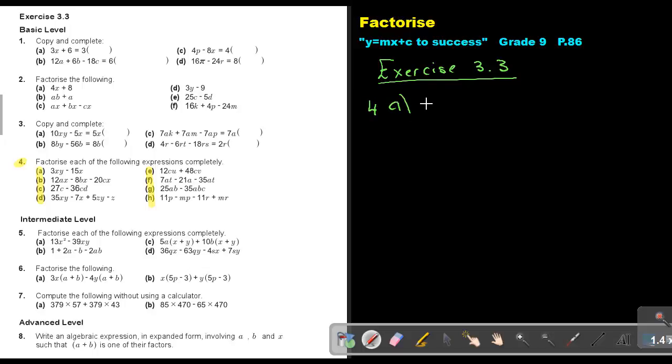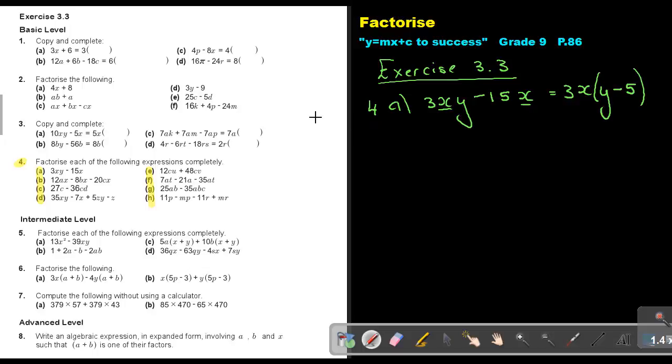Now, if you look at a, it's just 2 terms, so it cannot be grouping. It just can be taking out a common factor. There's an x in both, so I can take it out. If I divide, what do I get? Y. And if I divide this one by this one, I get negative 5. And that will be my answer.